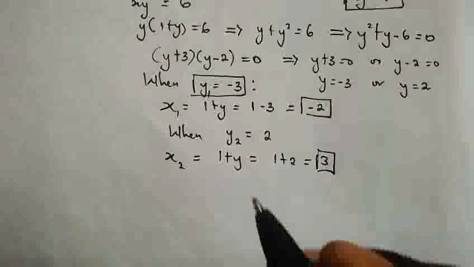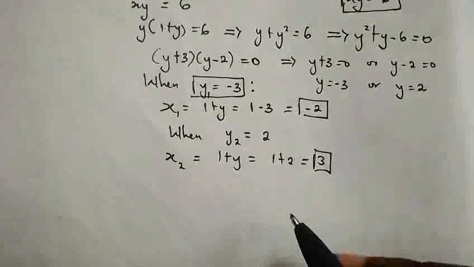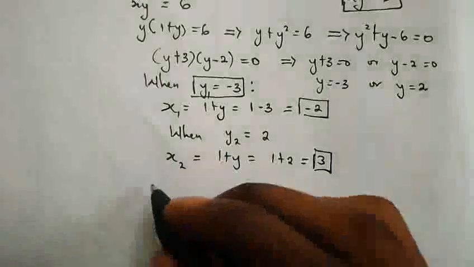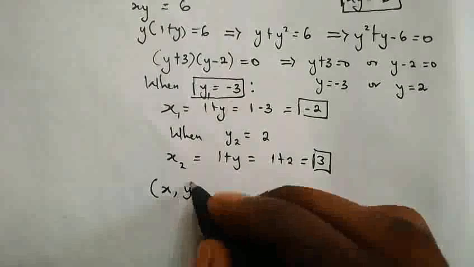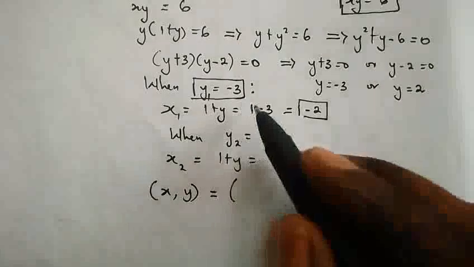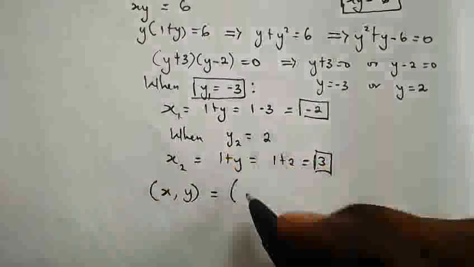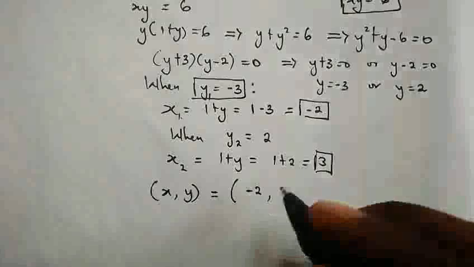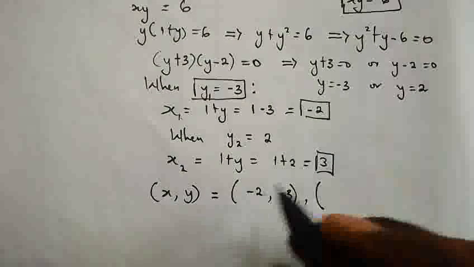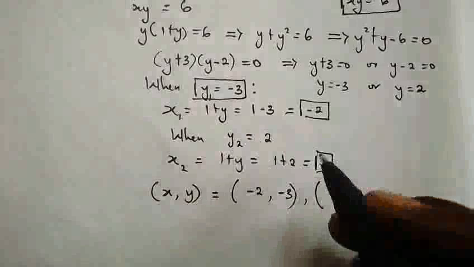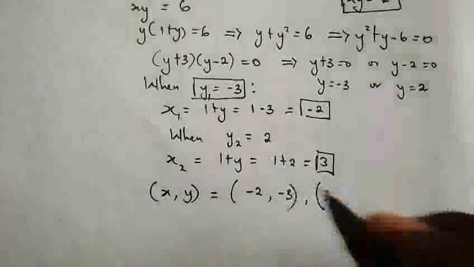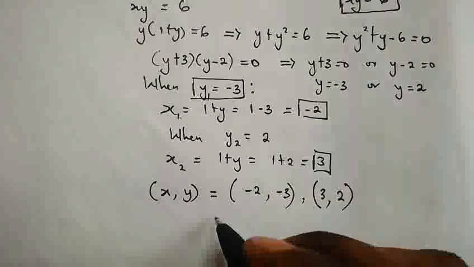So we have found the possible integral values for x and y in this equation, and we can put them in the following pairs. Here we have x, y is equal to, the first pair will be the values for x1 and y1. So x1 is negative 2, y1 is negative 3. And again we have x2, that is 3, and y2 is equal to 2. And these are the required values.